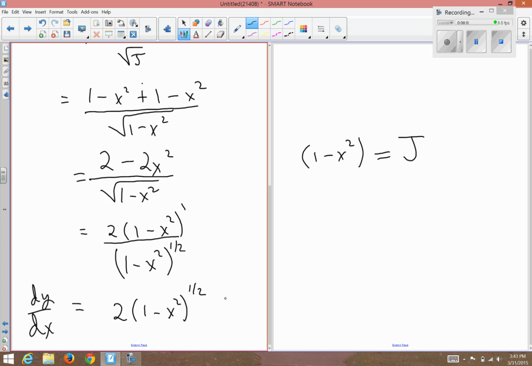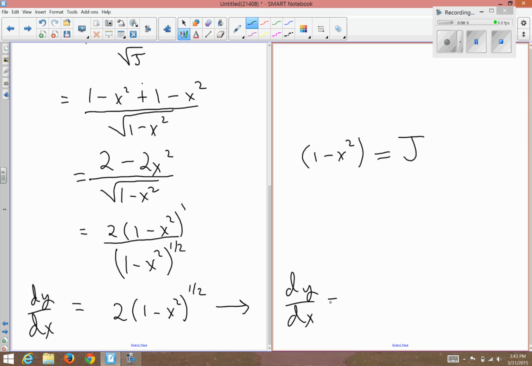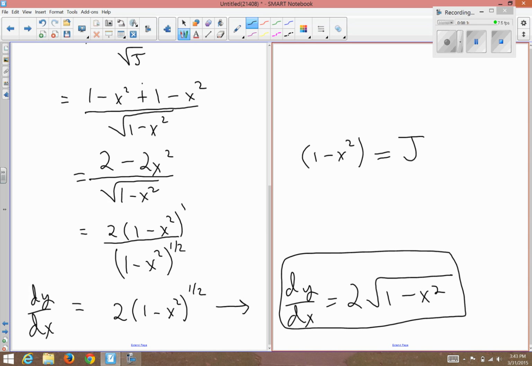with this example. The answer could also be written like this: 2 radical 1 minus x squared.